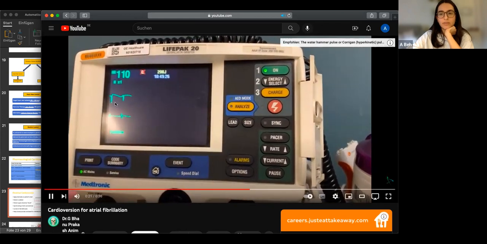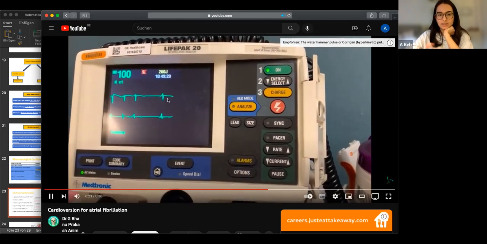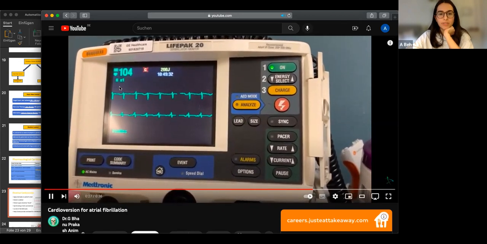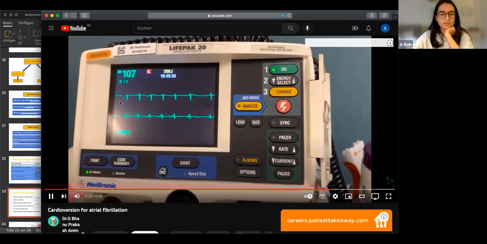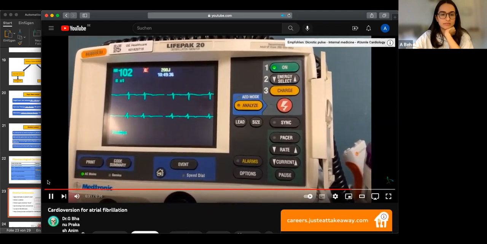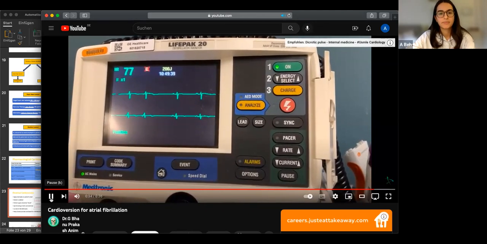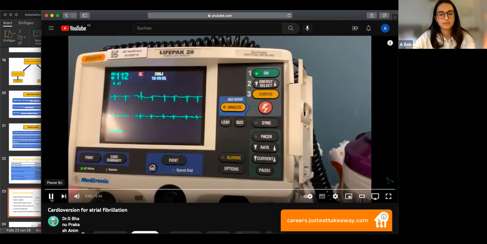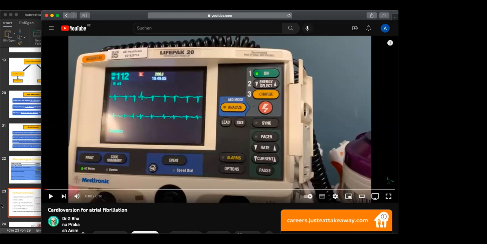So now look at what happens to the ECG. It's taking a few seconds, but it's starting to become more regular. Sinus rhythm. And also the heart rate is going down. I think you saw it at the end. So this is how the electrical cardioversion works.